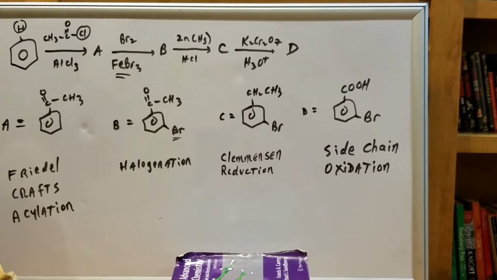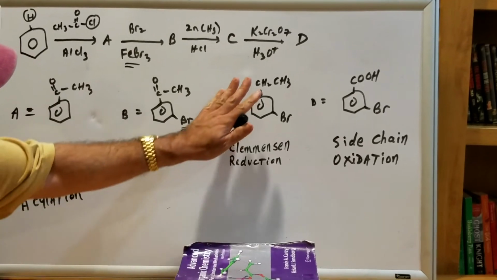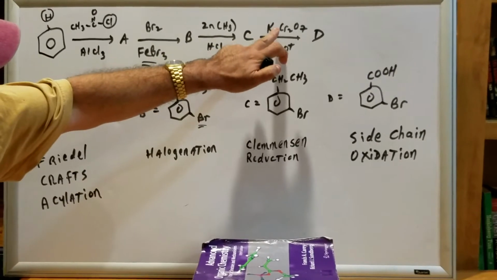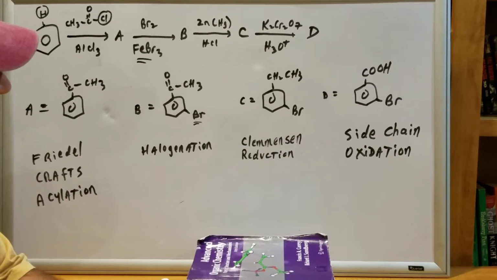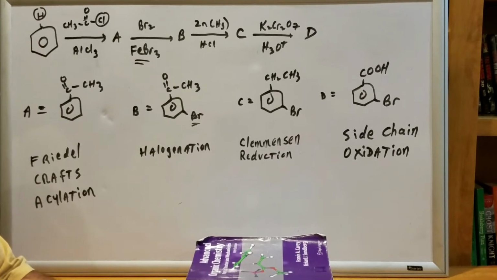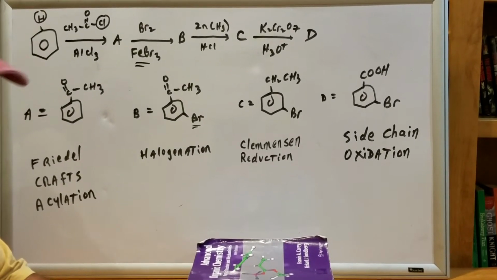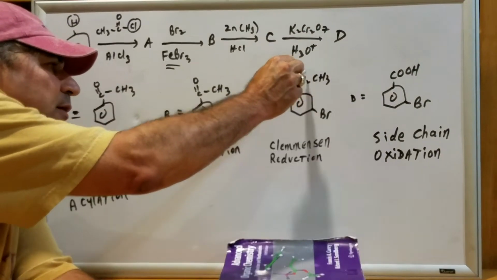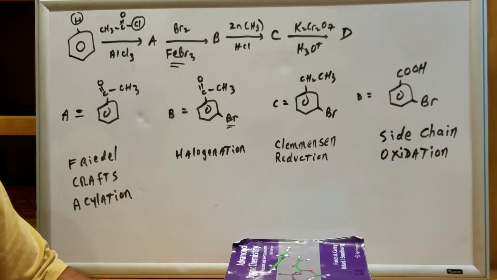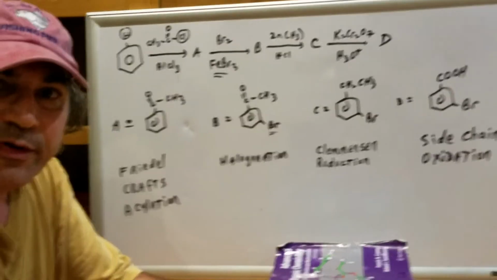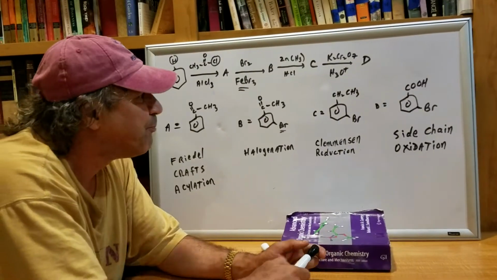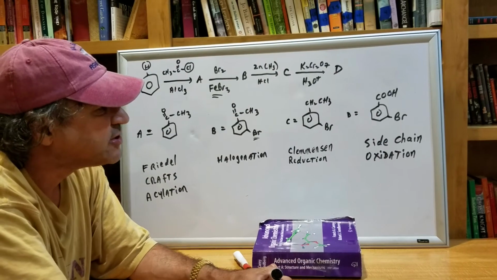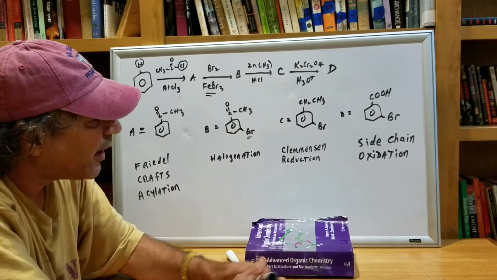Now the moment of truth. Once we get this group installed, K2Cr2O7 is called an oxidizing agent. It's one of our finest oxidizing agents. And anything that's on the benzene ring, such as an ethyl or a methyl or a propyl or even an isopropyl group, gets burnt into a carboxylic acid group. And that would be your final product.